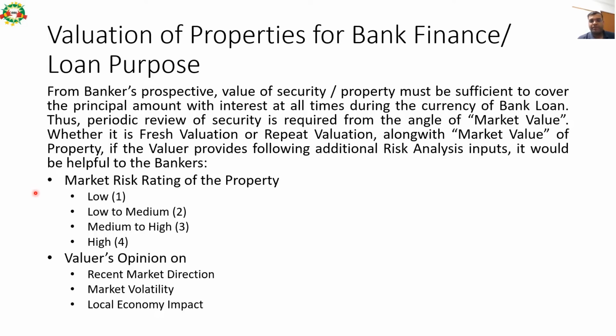The first parameter which as a valuer I should report in my valuation is the market risk rating of the property. Properties can be classified into 4 types of segments: low, low to medium, medium to high, and high. The second is the valuer's opinion on recent market direction. Then we can also put in some information on this. Then the valuer's opinion on market volatility, and the valuer's opinion on local economy impact.